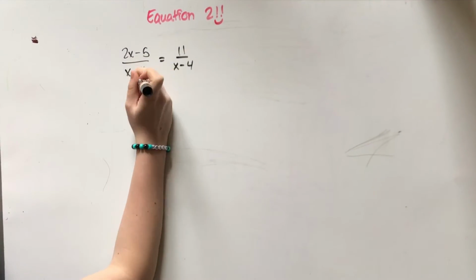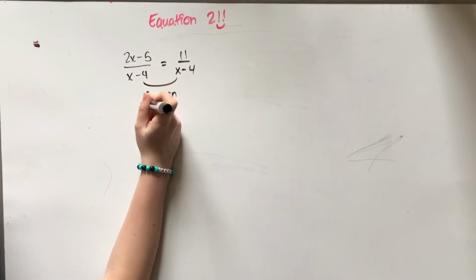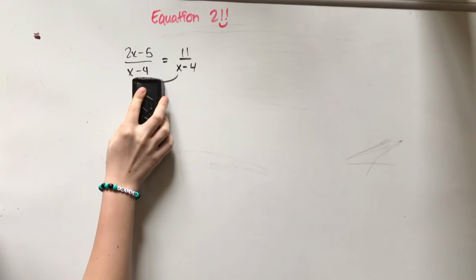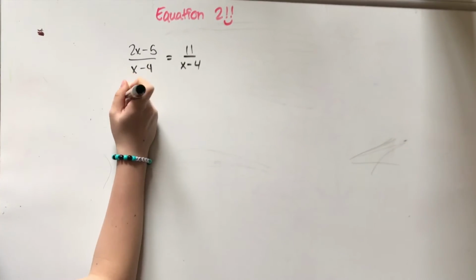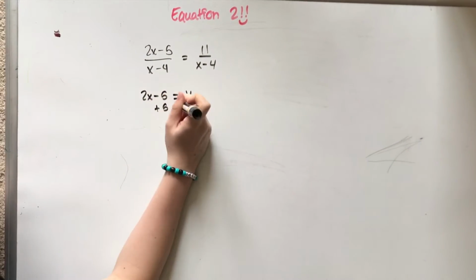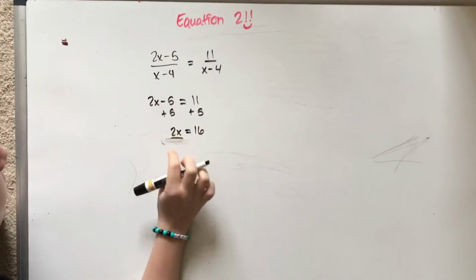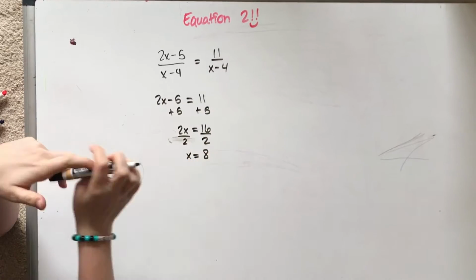Something you might notice is that the two fractions have common denominators. This means we won't have to multiply anything to make them the same. In order to find x, we're just going to set 2x minus 5 equal to 11, then solve for x. Once we're finished solving for x, we should get x equals 8.